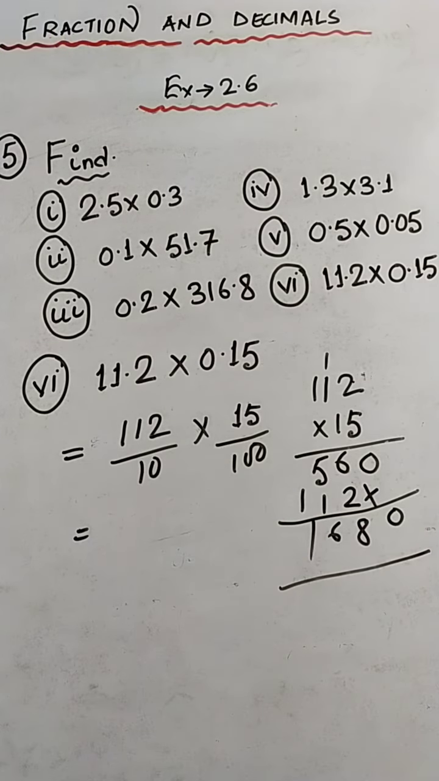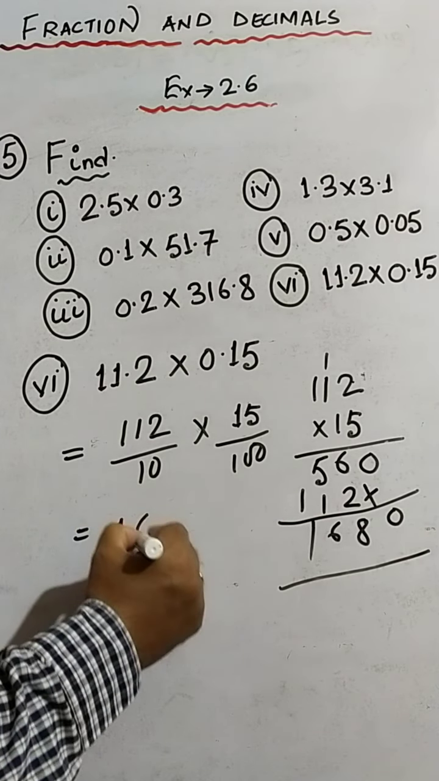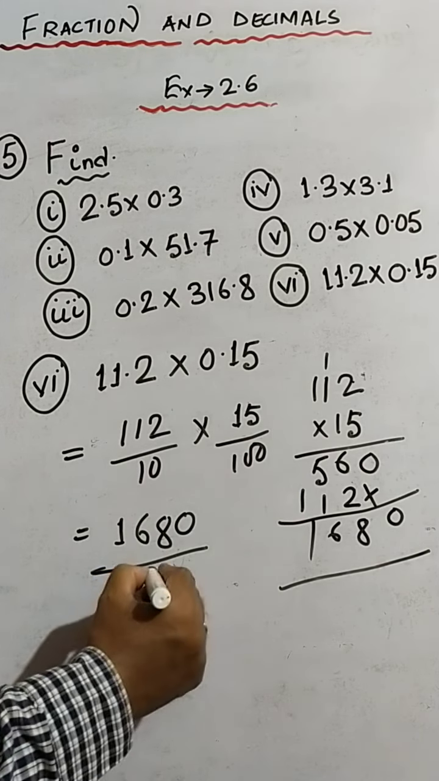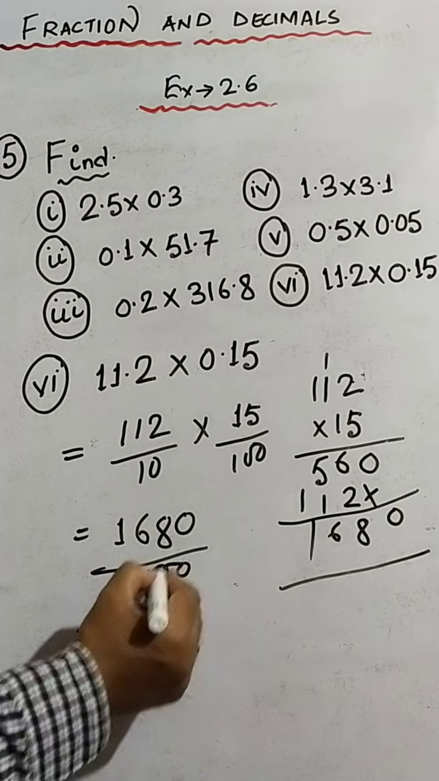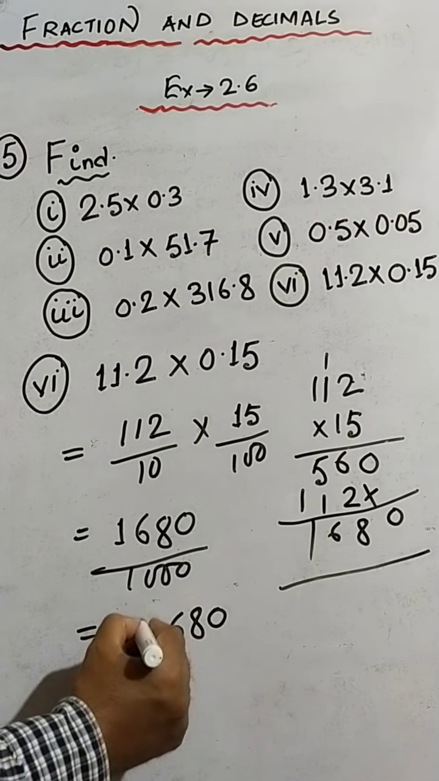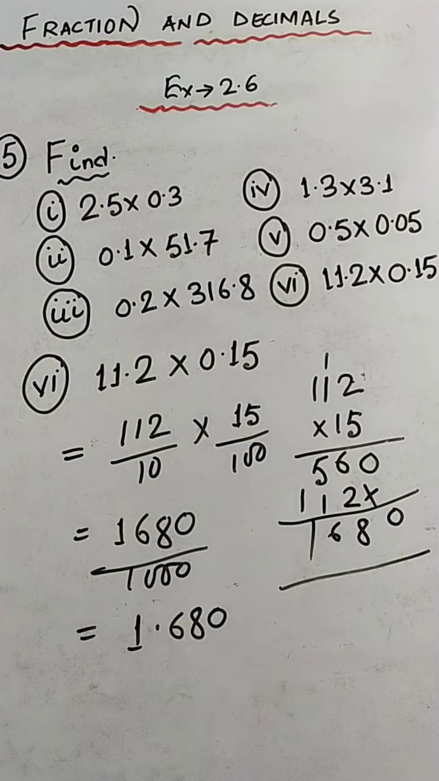This is your final product. So you will get 1680 upon what? 1000. Absolutely right. So after 3 digits, 1.680. This is your final solution of sum number 6.